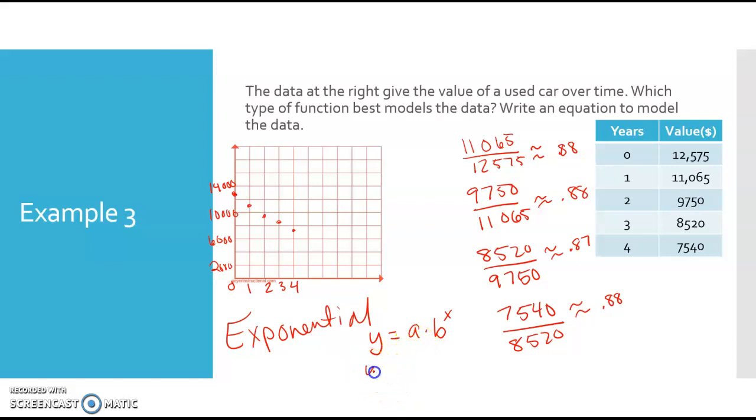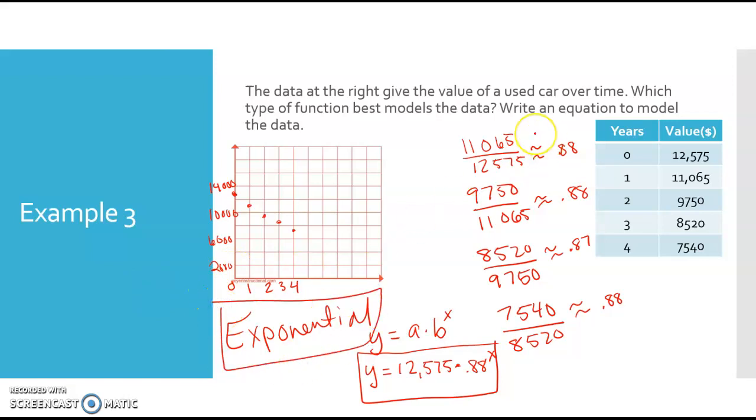And so then we're going towards y equals a times b to the x to get our equation. Our a is our initial, so we're going to have y equals 12,575 times, and b is our common ratio, which we found was 0.88, so times 0.88 to the x. And that is our two answers, the fact that it's an exponential and the equation of the model of the data. And so that's what we're working on, just using tables and graphs to determine exponential, quadratic, and linear. Until next time.